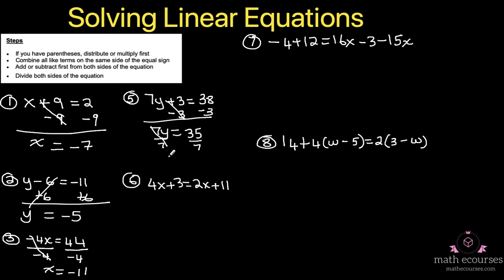You always divide last. You don't need to be dividing first. So now I have y equals 35 divided by 7 is 5. So those are the 1-step or 2-step ones. The rest of these will have more steps.